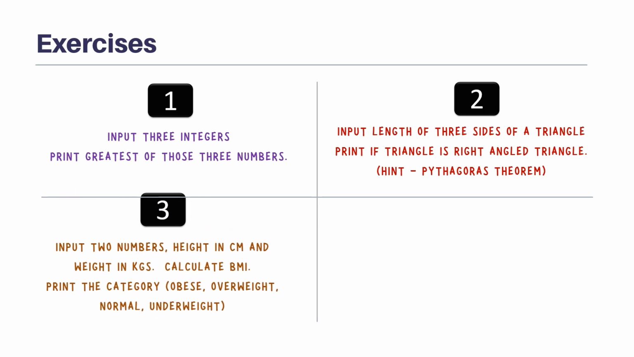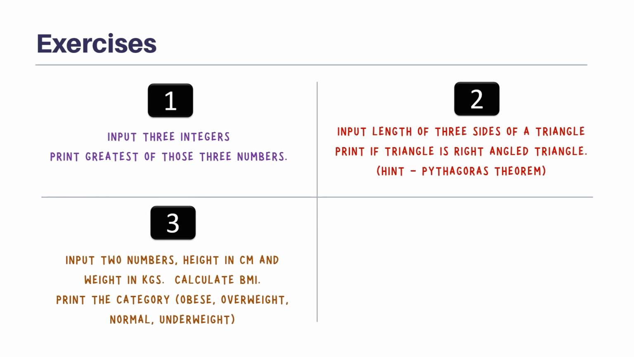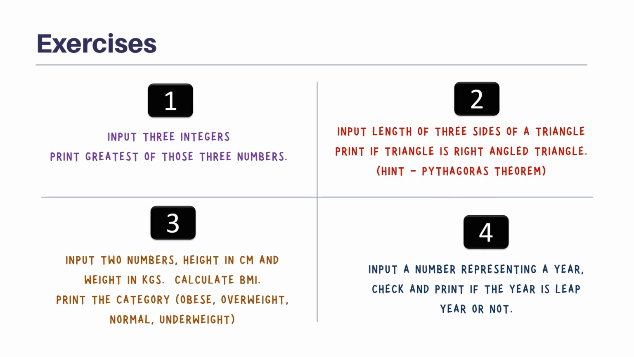Third exercise is to take 2 decimal numbers as input. The first number should be the height in centimeters, while the second number should represent the weight of a person in kilograms. Use these 2 numbers to calculate BMI. After that, the program must print the category in which BMI falls. Refer Wikipedia page to understand the categories of BMI. This would be helpful for you to decide which conditions are required in your program. Fourth exercise is to take a number as input which represents a year in Gregorian calendar, and then the program must identify if that year was a leap year or not.